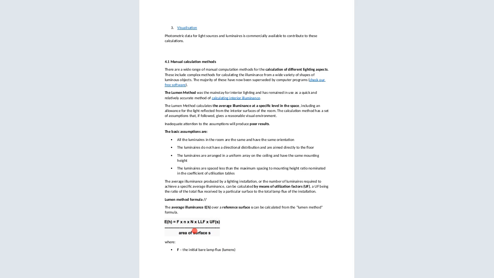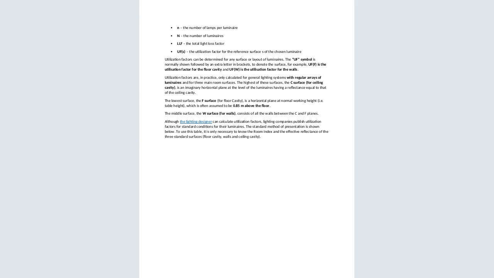So the Lumen method formula, and that is what I had given you that time, is that. You can use this formula or the other one that I gave you. All of them will bring the same answer. F is the measure of bare lamp flux in lumens, n is the number of lamps per luminaire, and N is the number of luminaires. And then LF is the total light loss factor, and we talked about the loss factor or wastage factor. And UF is the utilization factor for the reference surface of the luminaire.